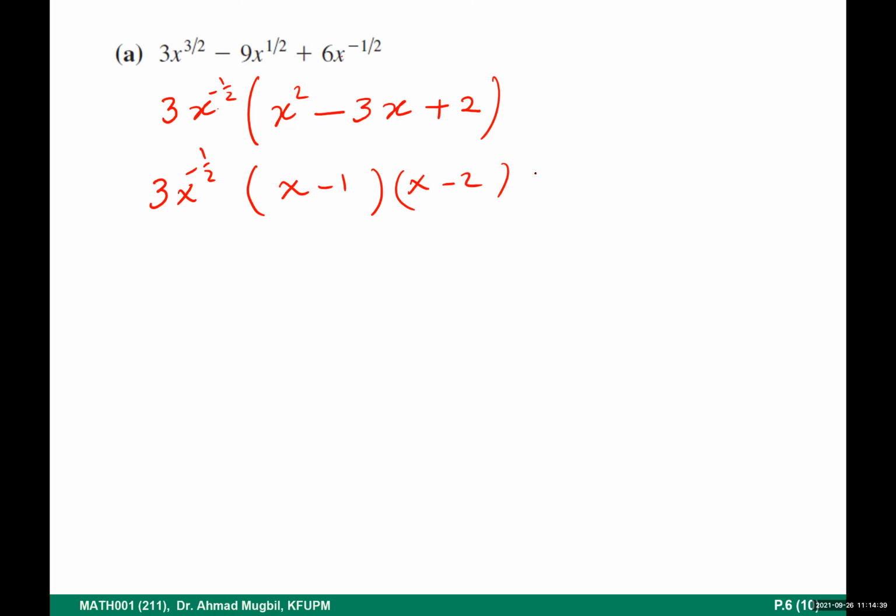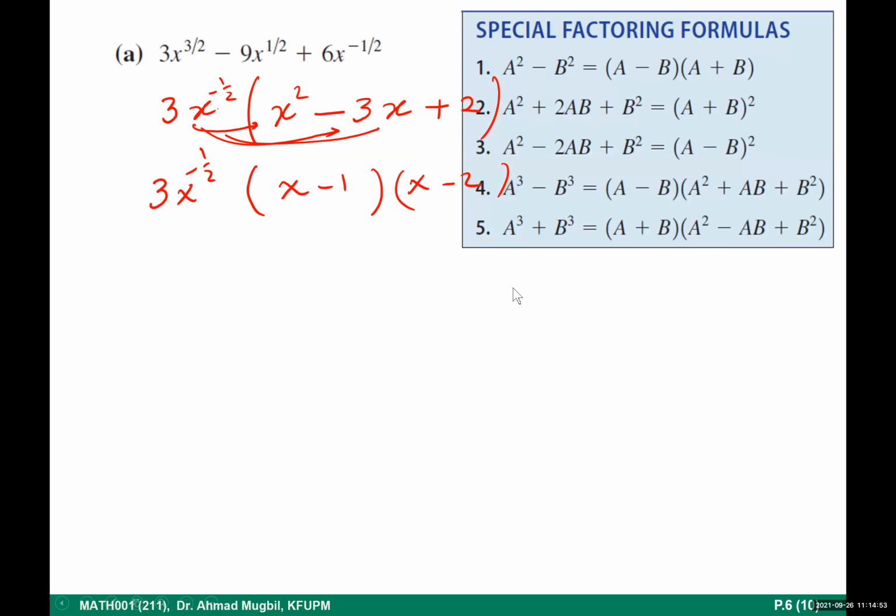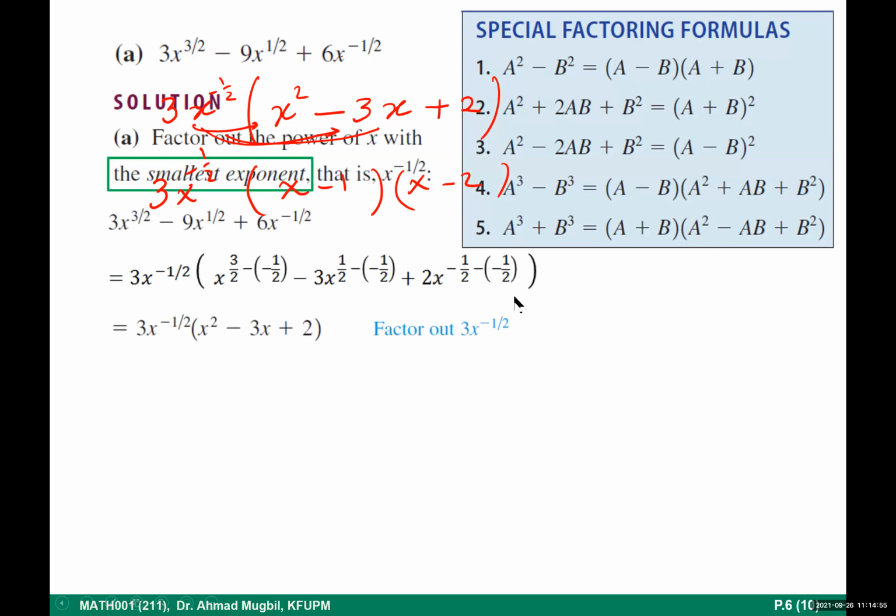Negative 1 and negative 2. Check. Don't go to the next step without checking. You can check your solution. If you multiply this by this and this by this, you should get your original expression back. Great. So this is the detailed solution.